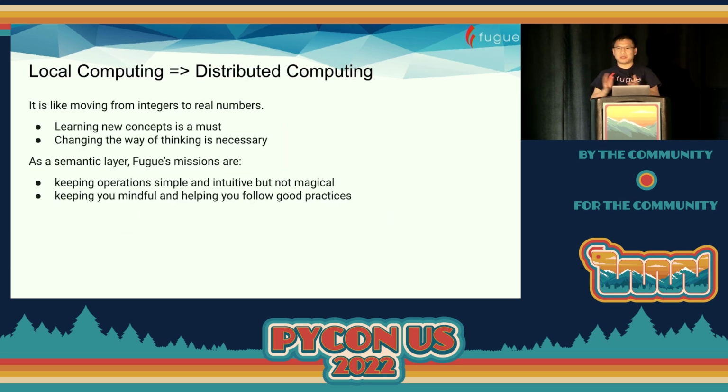So let me give a summary of our talk. Moving from local computing to distributed computing is just like moving from integers to real numbers. You cannot avoid learning. You must learn. You must accept the fact that you have to learn new things, and you have to change the way of thinking. It is necessary, right? There is no magic. And as a semantic layer, our mission for Fugue is to keep the operations simple and intuitive, but not magical.